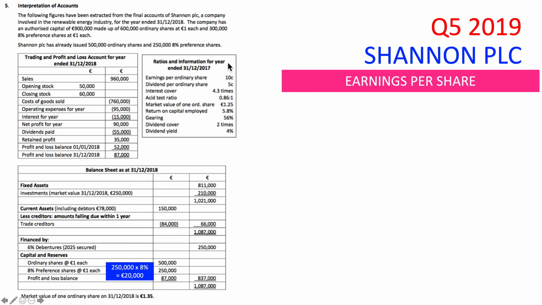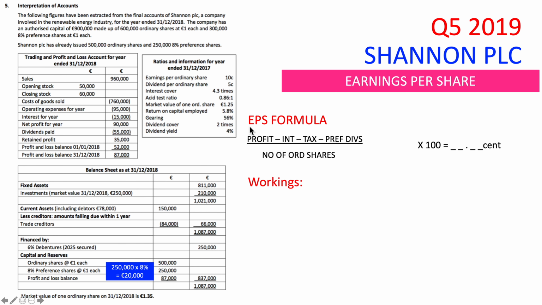Happy days. Right, 2019, again, my formula, profit minus interest minus tax minus pref divs over the number of ordinary shares. So profit here is 90,000, minus interest is 15,000. Okay, so 90,000 has already had the 15 taken away from it. Okay, so this 90 has my interest taken away. There's no tax in this question.